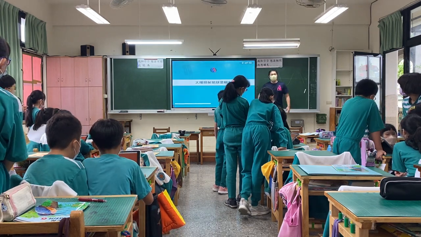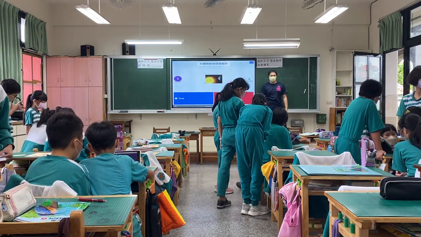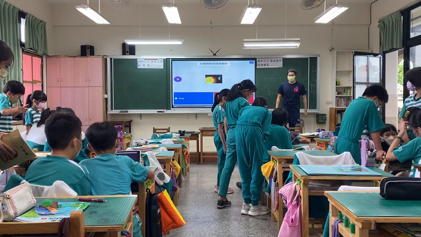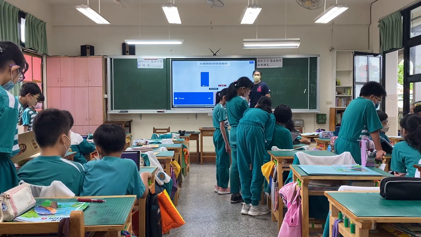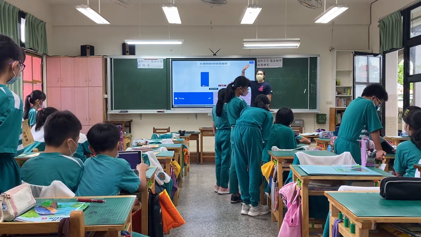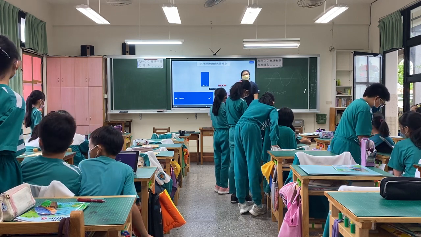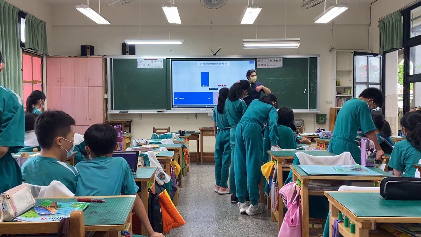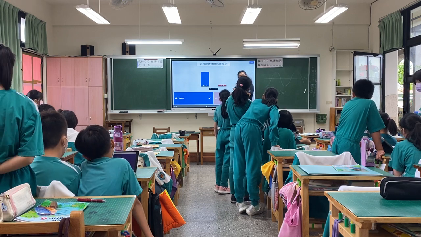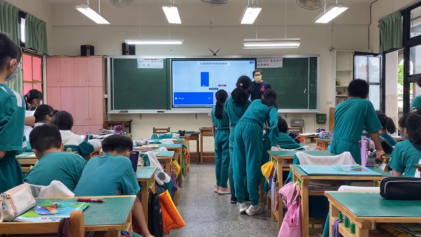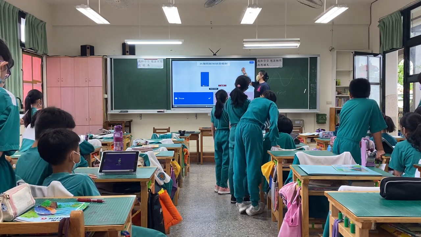Now the second one, the sun is shining on Earth. It is because of radiation. Is it? Yes, very good. All right, everyone, eyes on me. If the sun is shining on Earth, it is because of radiation. Is that okay? Okay. All right, let's move on.